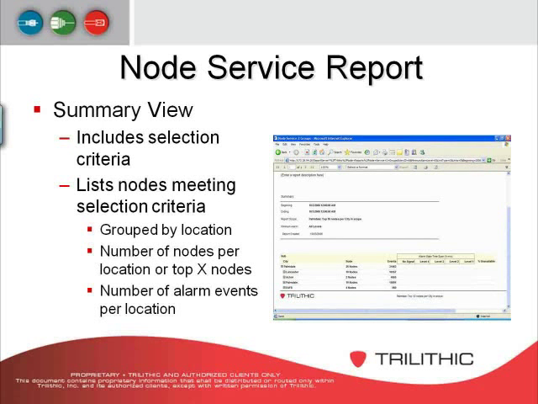So your node service report, the summary view of the report itself, and remember this is customizable, includes the selection criteria, and it lists nodes meeting selection criteria. So it could be grouped by location, the number of nodes per location, or the top nodes that are having issues, and then the number of alarm events per location.